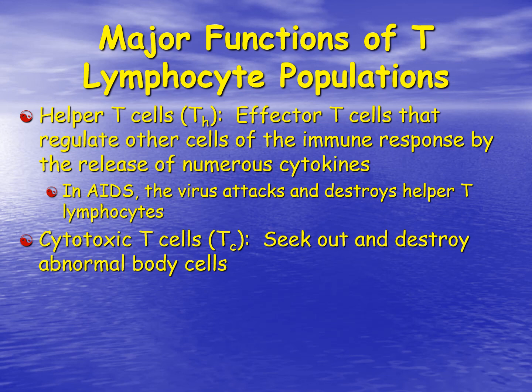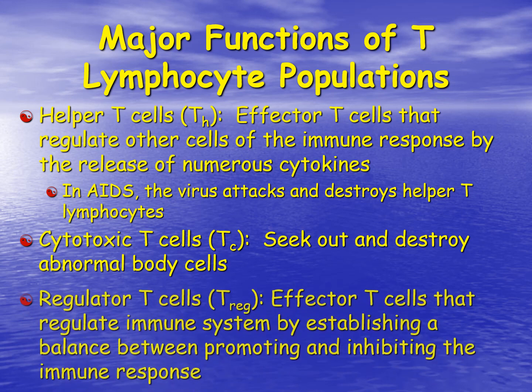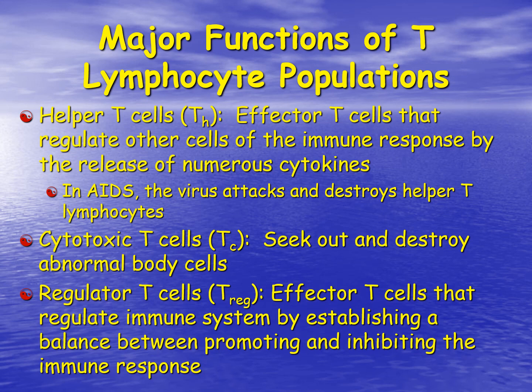Cytotoxic T cells, once they've been sensitized, will seek out and destroy abnormal body cells. This will include cancer cells, or virally infected cells, or any other abnormal cell. Regulator T lymphocytes are a subpopulation that comes from the T helper cells and will help regulate the immune system by establishing a balance between promoting and inhibiting the immune response.